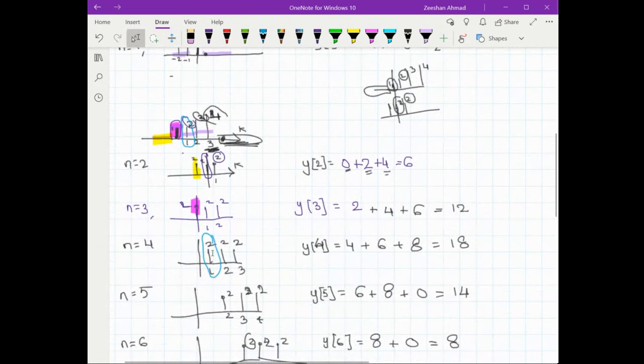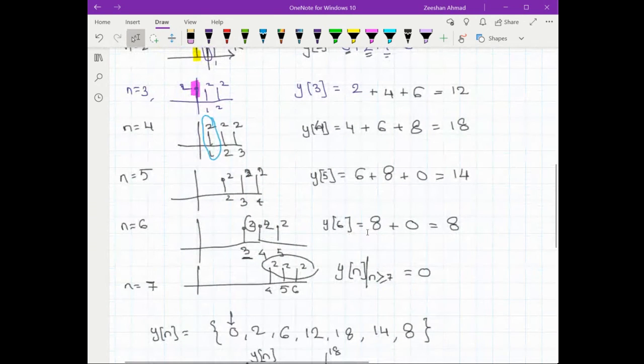We shift again. Now at 1, I have 2. So 2 multiplied by 2, 4. And the next 2 multiplied by 3, 6. Then the next 2 multiplied by 4 will be 8. So add them, you get 18.